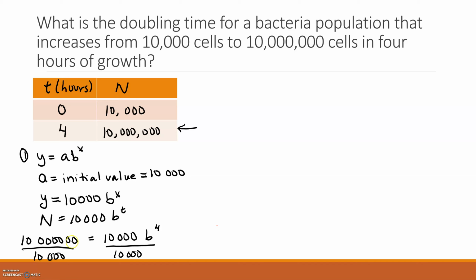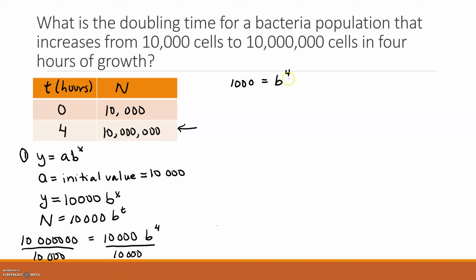We know 10 million divided by 10,000 is 1,000. So this equation reduces to 1,000 is equal to b to the power of 4. To solve this equation, we want to determine what the value of b is. Therefore, we need to consider what is the opposite operation of a power of 4.